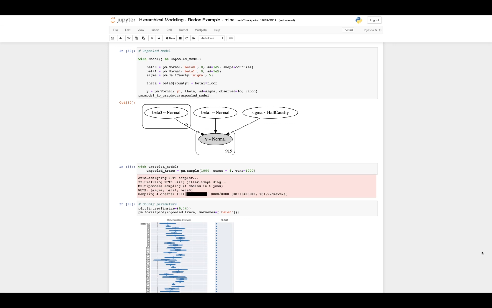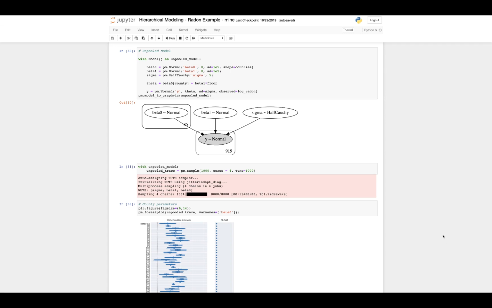So let's now look at the unpooled model. Recall that in the unpooled model case, we build a regression model for every county in the state of Minnesota. In this case, we're going to build one with an intercept term that depends upon the county. The graphical display of the model is shown here with 85 beta naughts, one for each of the counties. We're going to keep the beta 1 based upon the pooled model, and sigma, again, is going to be a half Cauchy. So the betas are going to have Gaussian priors, and the sigma will have a half Cauchy.